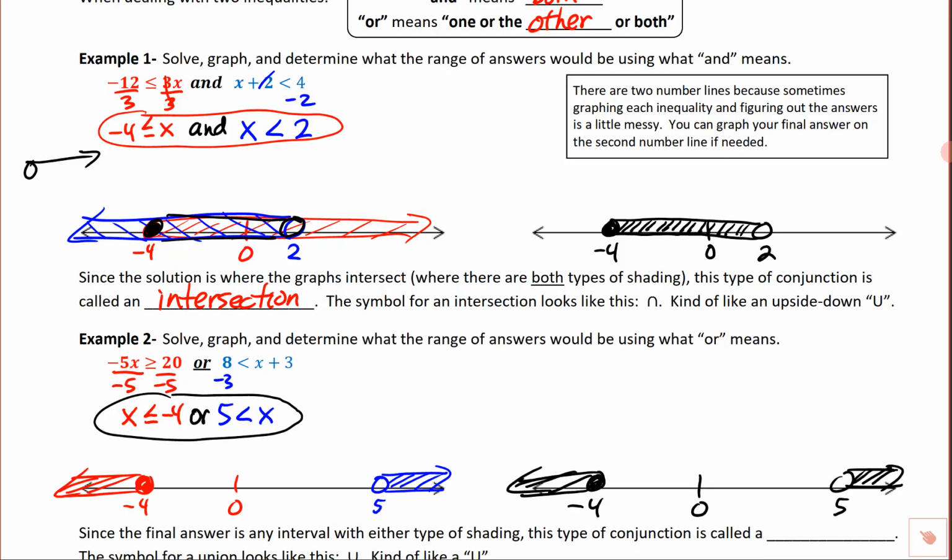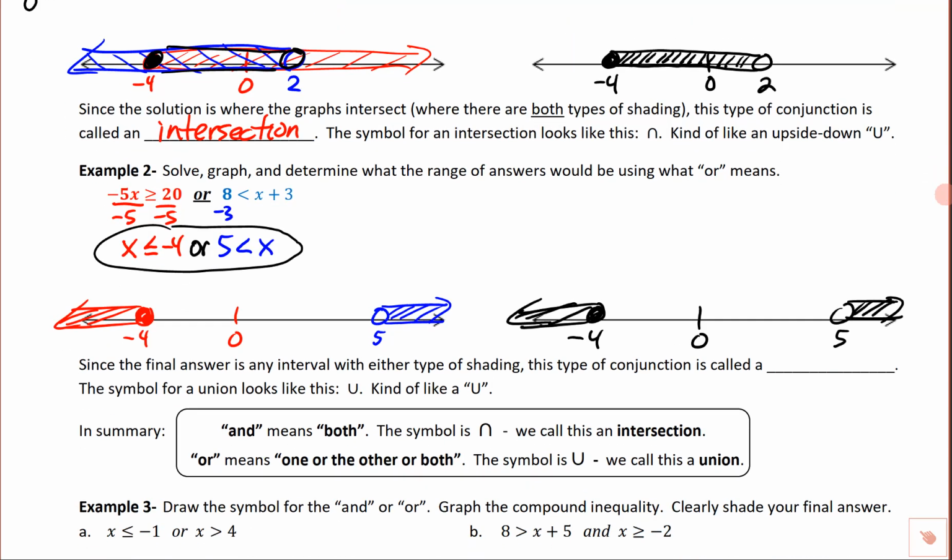Okay, so I'm going to slide down here and let's talk just a little bit more about this conjunction, the word or. So since the final answer is the interval with any type of shading, this type of conjunction is called a union. When you union things, you literally just put them together. Okay, so we're going to take this answer and we're going to put them together. So anything like that is okay. And so a union is kind of a funny looking U shape. It looks like a capital U there.